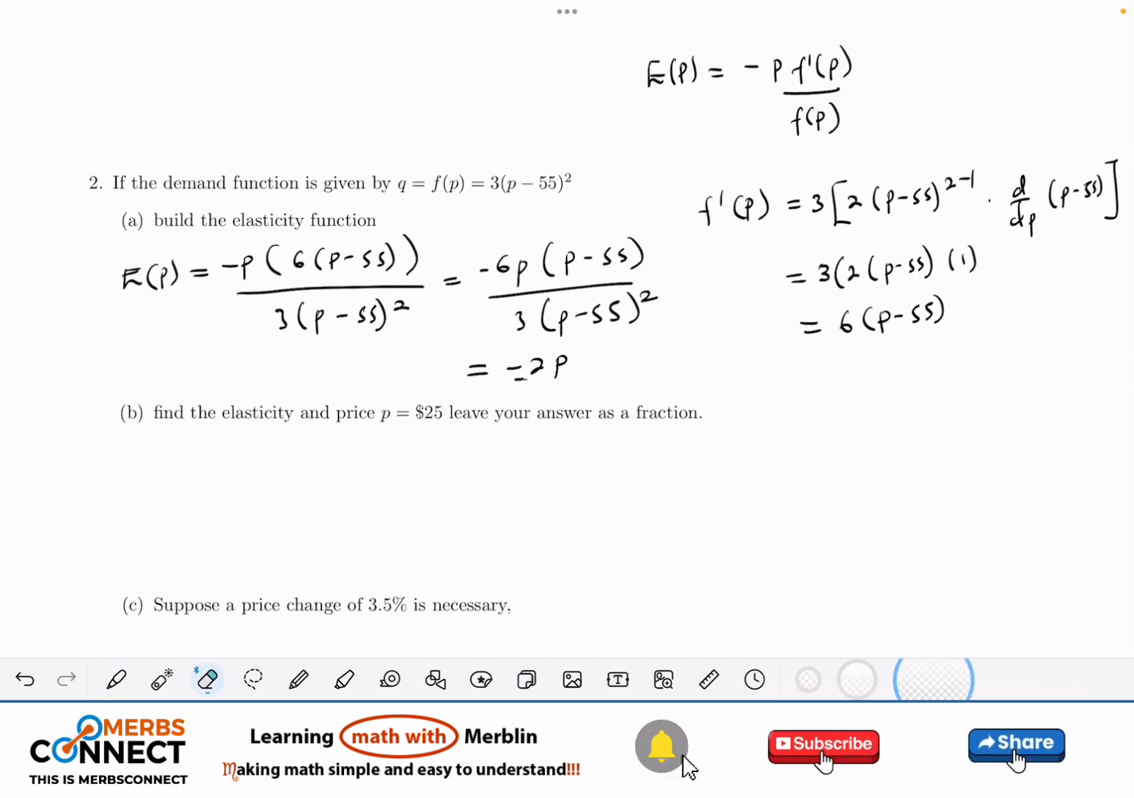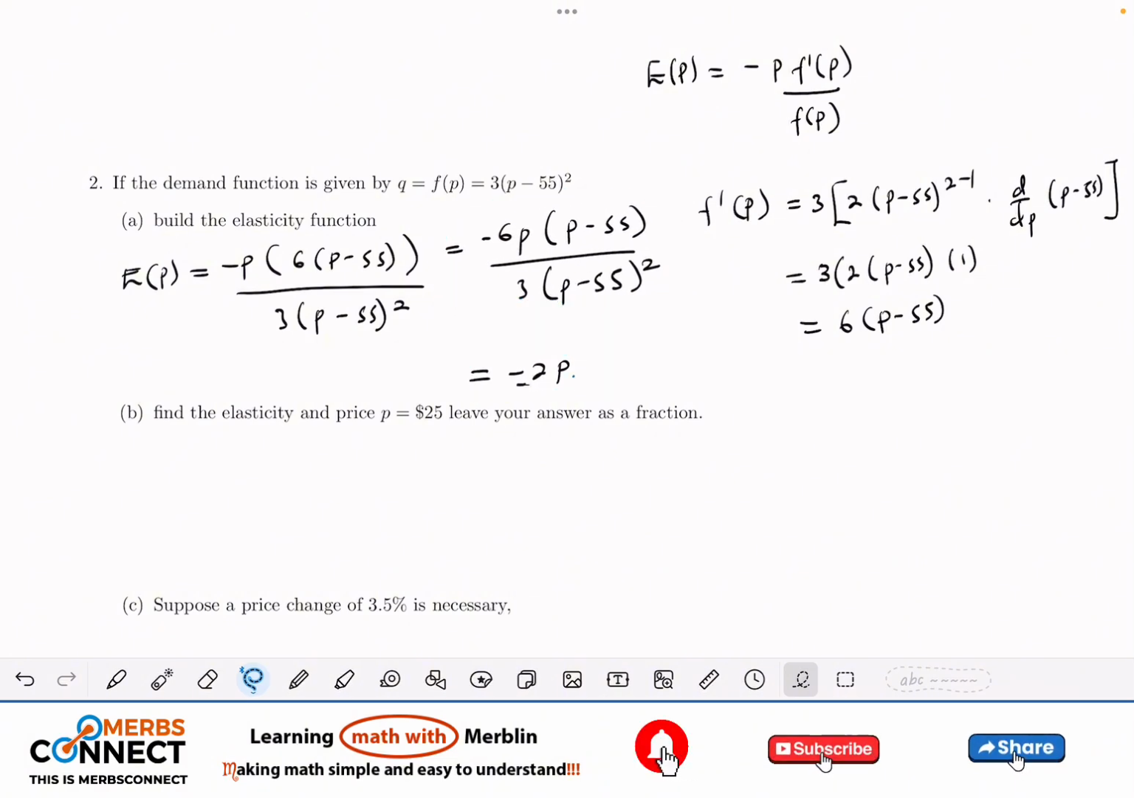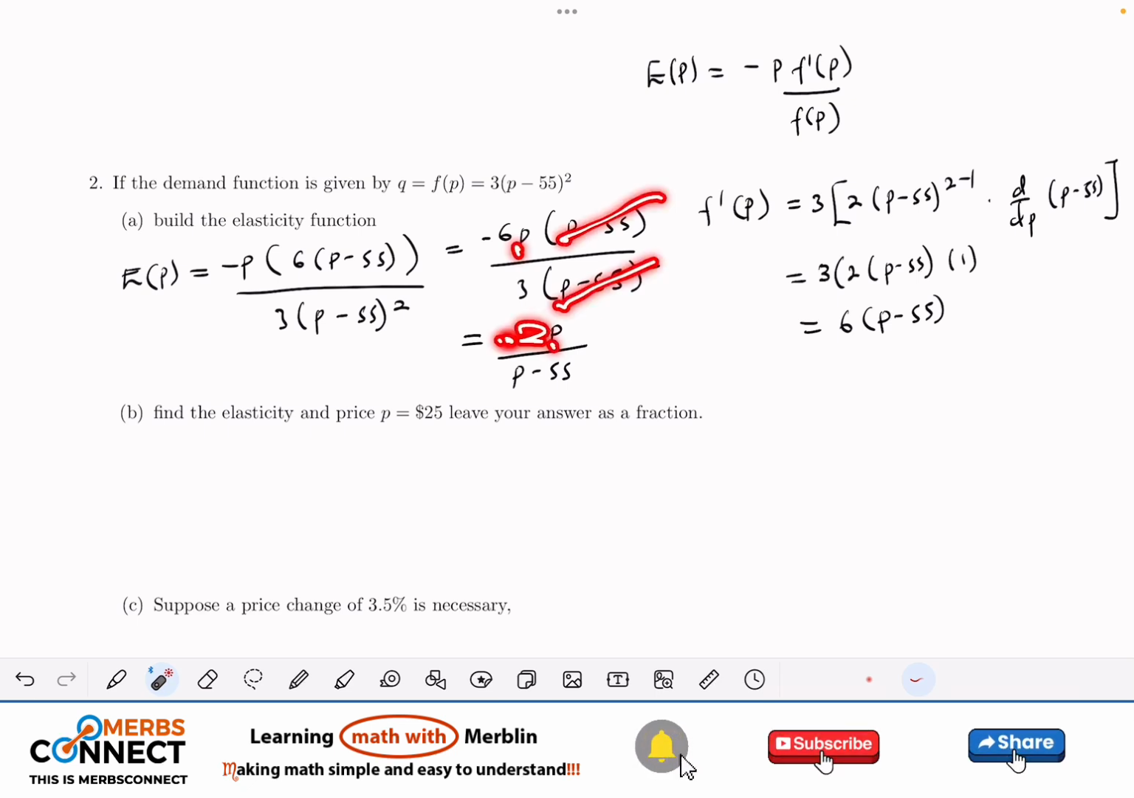So I'm going to have my final form to be minus 2P divided by (P minus 55). So what did I do? 3 cancels 6 two times, which will be left with a minus and then the P. One of these will cancel this. So the top will go, and this one will be left with 1. So this will be the E of P, right? So you see the way it is in the simplest form.